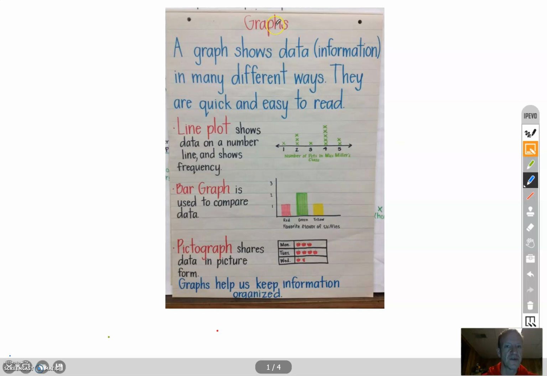Today we're going to talk about graphs. A graph shows data information in many different ways that are quick and easy to read. So we're going to talk about this top part up here, which is called a line plot. A line plot shows data on a number line and shows frequency. Frequency is the amount of times things happen.